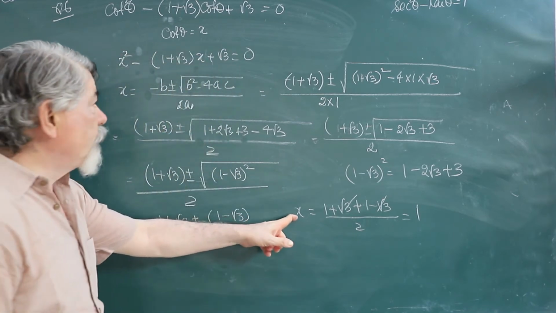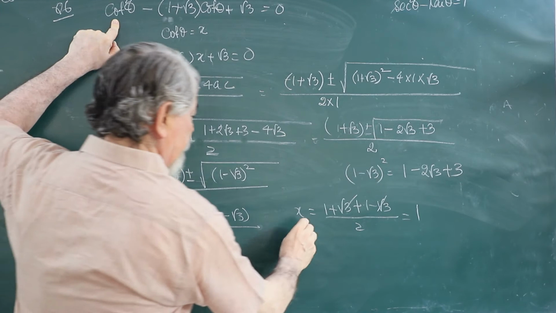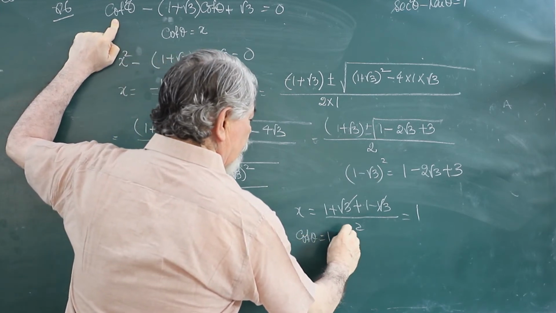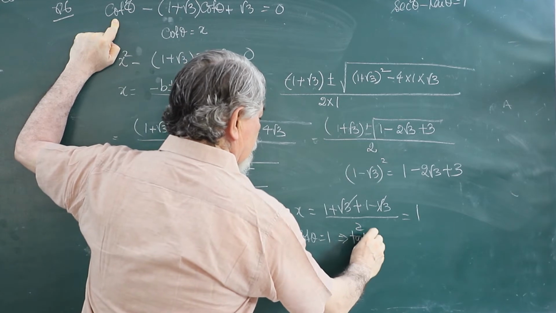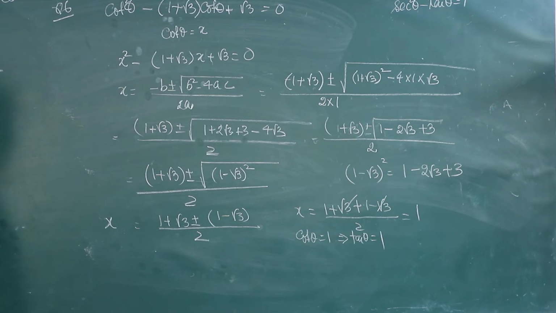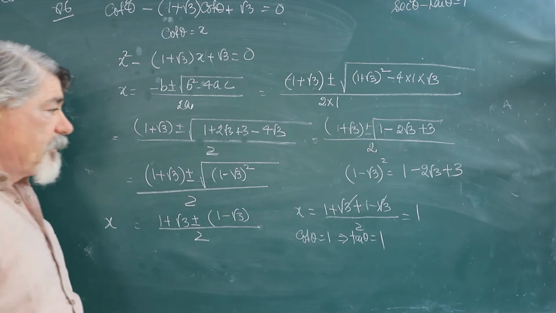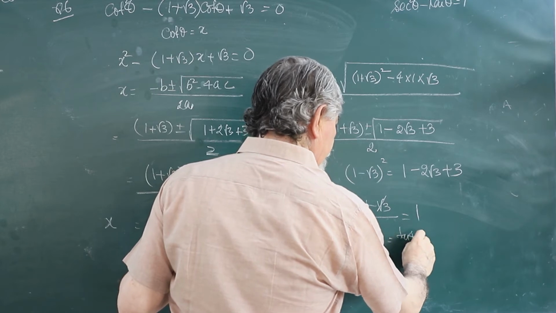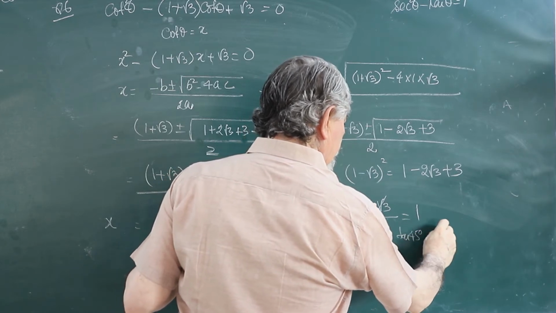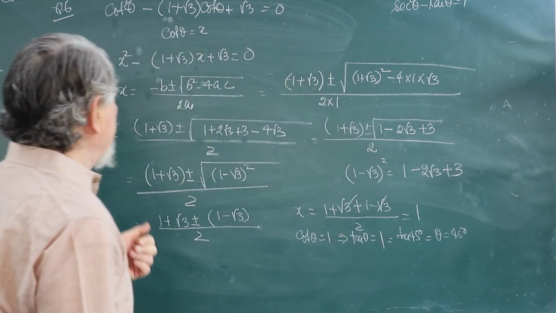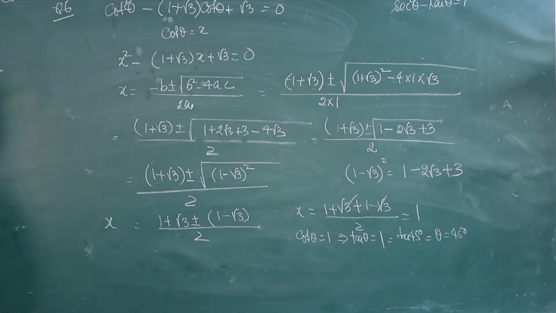And x was actually what? x was cot theta. Cot theta is 1. That will also imply tan theta is also 1. Cot theta is 1, tan theta is 1, one and the same thing. Tan theta is 1 means tan theta will be tan 45. Theta will be 45. So he is talking between 0 and pi by 2.